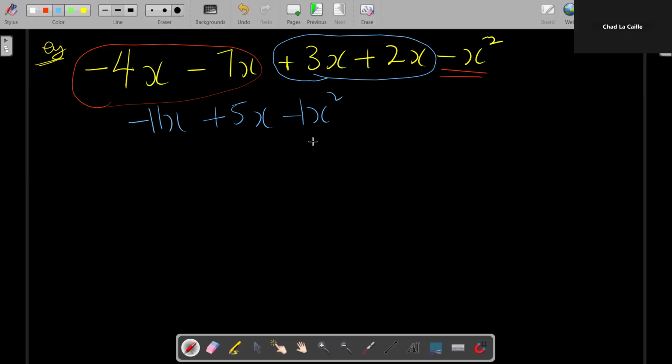It doesn't matter. But we know this can simplify, right? So we still have to simplify this here because there's x and x here. What law are we applying? The different signs law. Apply it: the heavier sign is negative. So 11 take away 5 is 6, so it's negative 6x. And we will bring along this minus 1x squared here.